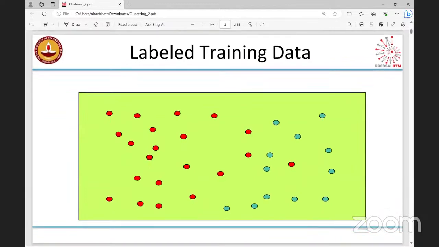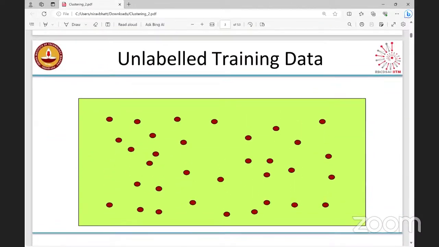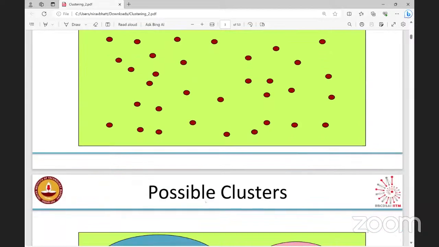As I told you, we have labeled training data where I know what is red and what is green, and I can work with that. But when I have unlabeled data, where you can see all of it is one color, I don't know whether they belong to a particular class. They are uniform. If I give this kind of data and want to know whether any pattern emerges out of it, that is where clustering comes into play.